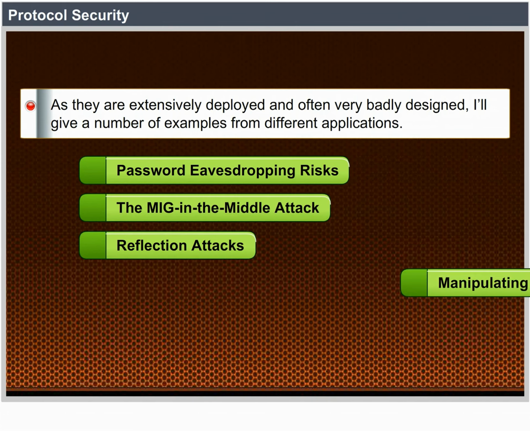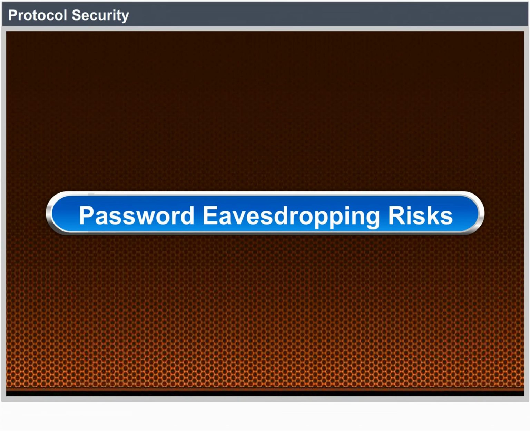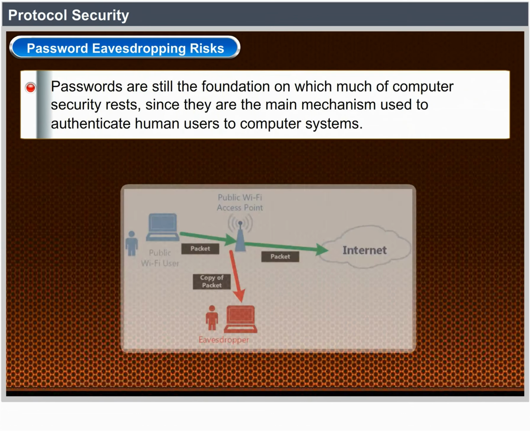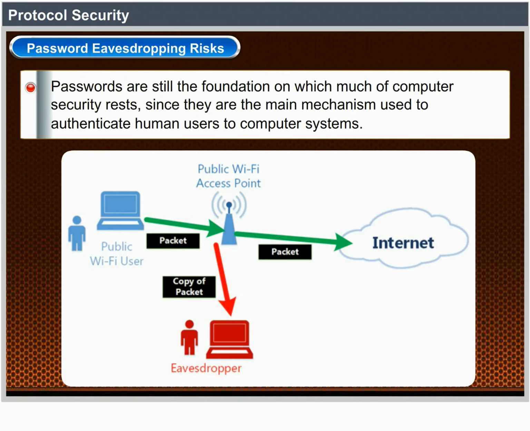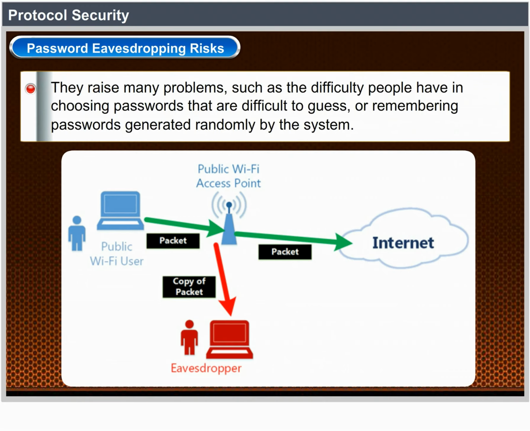Password eavesdropping risks. Passwords are still the foundation on which much of computer security rests, as they are the main mechanism used to authenticate human users to computer systems. In the form of PINs, they are also used in many embedded systems, from cash machines through mobile phones to burglar alarms. They raise many problems, such as the difficulty people have in choosing passwords that are difficult to guess, or remembering passwords generated randomly by the system. For now, let us consider the limitations of embedded systems that use passwords.